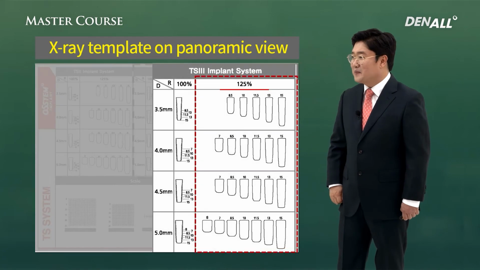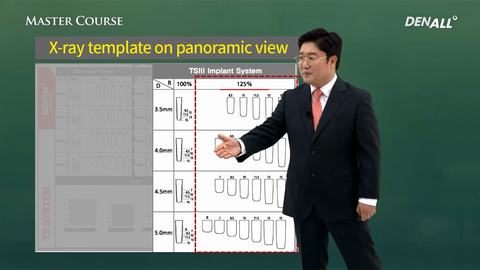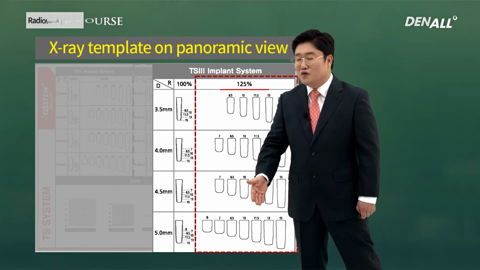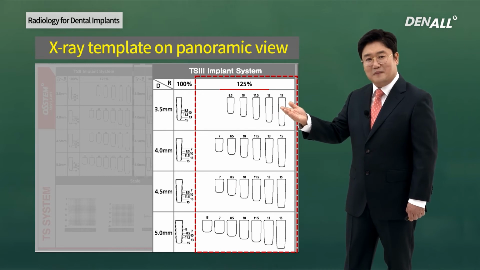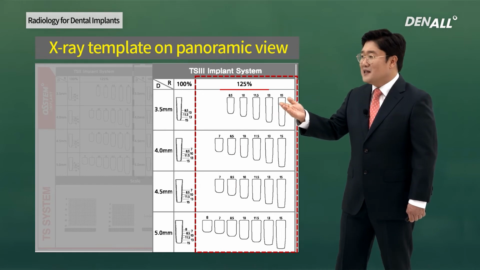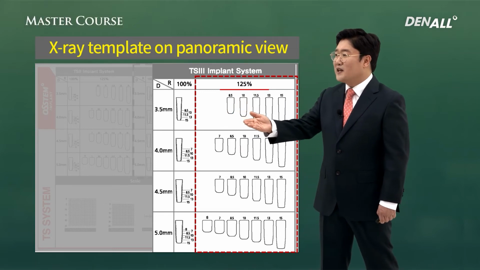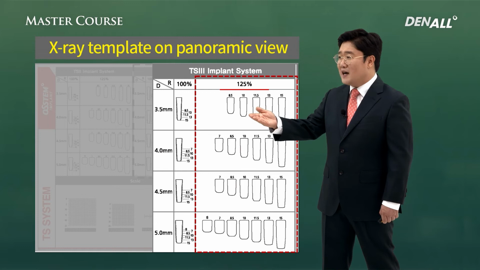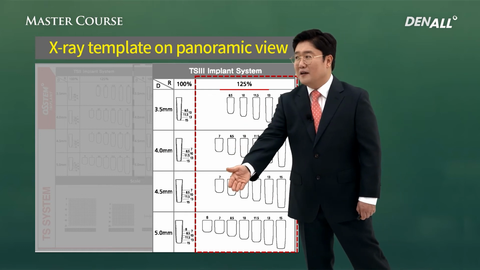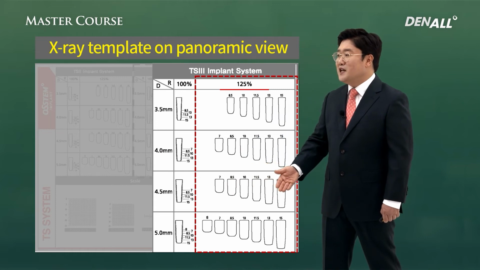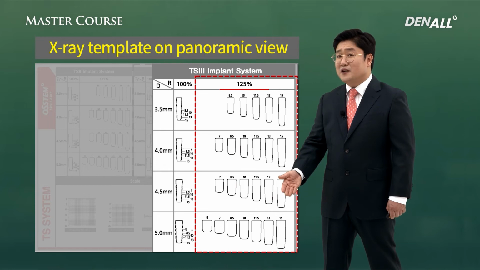As you can see, various implant diameters and various lengths per diameter are indicated here. For example, a 3.5 diameter, 8.5 millimeter length implant is here. For another example, a 4.5 diameter, 10 millimeter long implant looks like this.